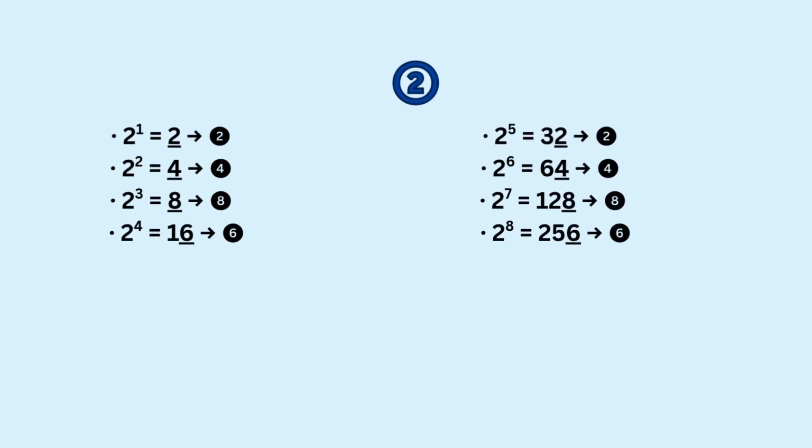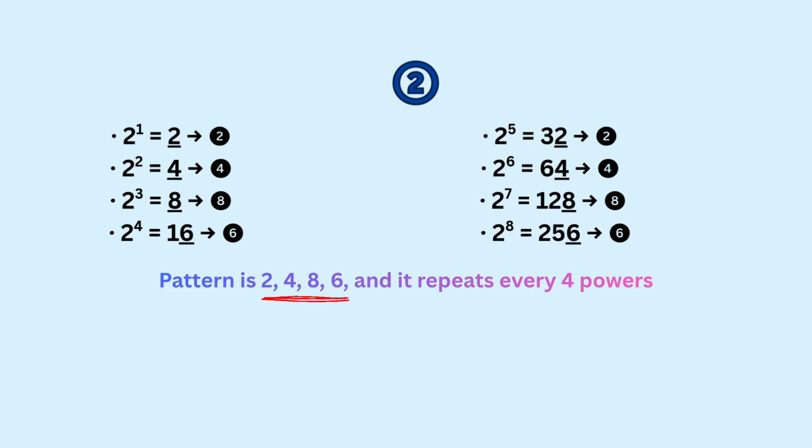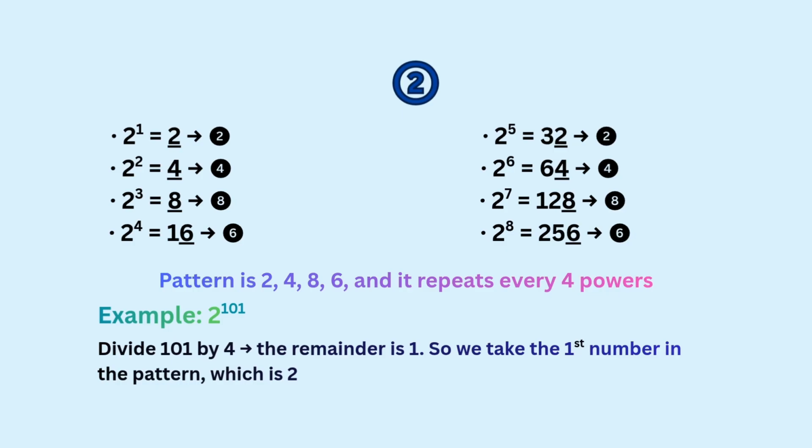Let's look at 2. 2 to 1 is 2, 2 squared is 4, 2 cubed is 8, 2 to 4 is 16. And the pattern here is 2, 4, 8, 6, and it repeats every 4 powers. We can see the example. What is the last digit of 2 to the power of 101? We divide 101 by 4, and the remainder is 1. So we take the first number in the pattern, which is 2. So the answer is 2.